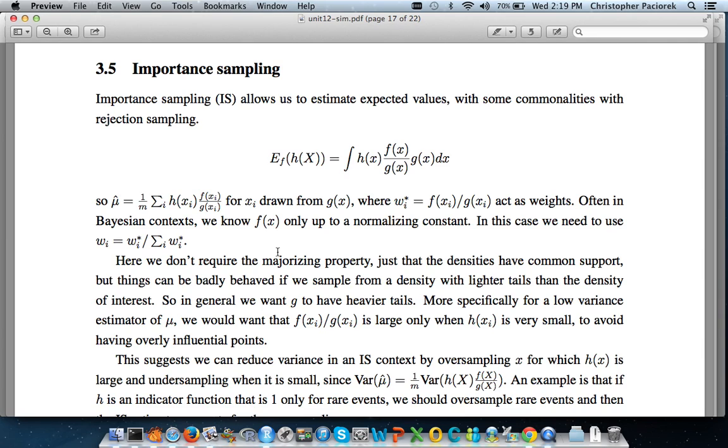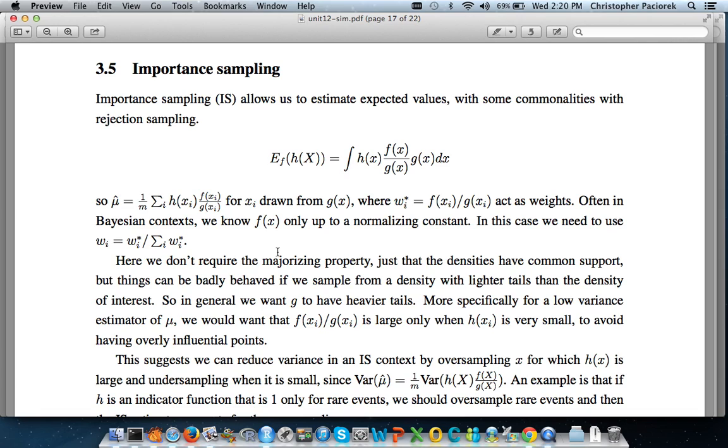I've written it in what's supposed to be an evocative way. Now I can think of this as an expected value of some new quantity with respect to a density g of x. The idea is that I choose g of x such that I can easily draw x_i IID from the density g of x. So I want to choose a g that I can easily take draws from.